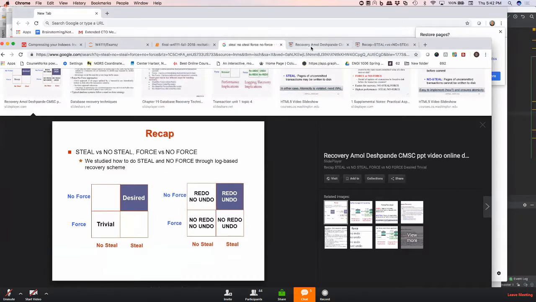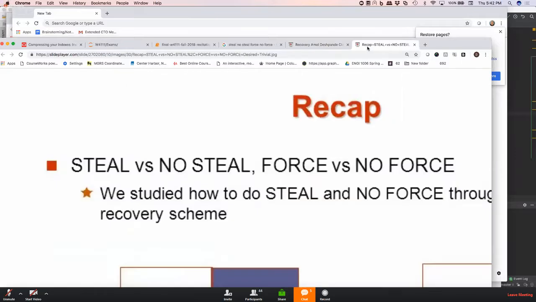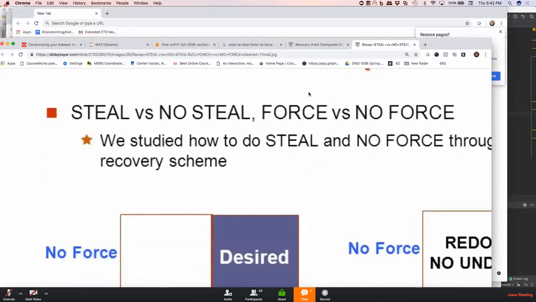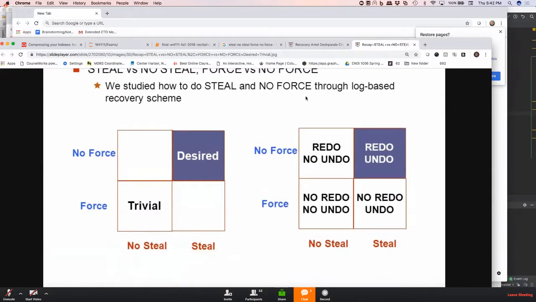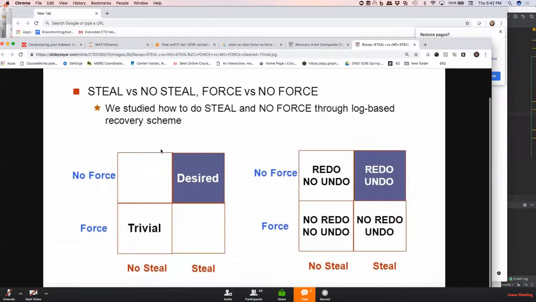So let's go to a new tab. And so this is the breakdown: no steal, no force, force, no force, this is desired. Basically, the way you handle this is redo and undo. If you have to write a dirty page that's not committed, you write an undo record. If you overwrite a page, you just do a redo.